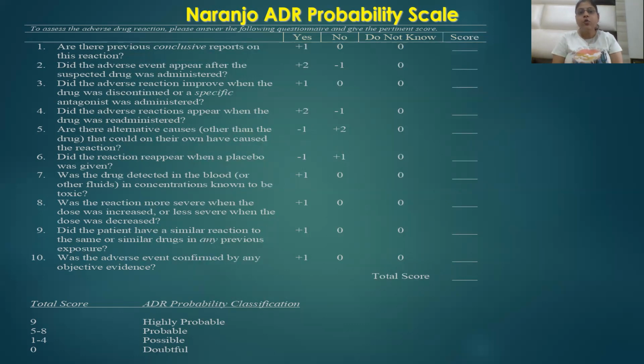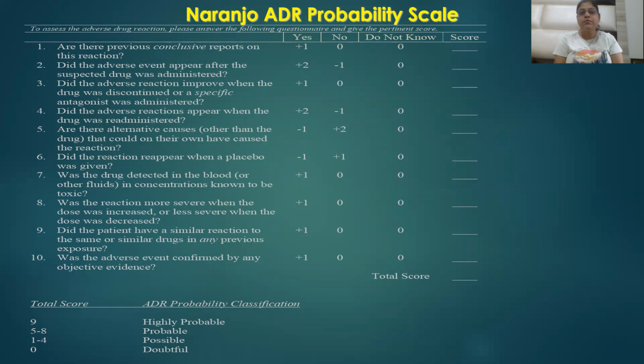Are there alternative causes other than the drug that could on their own have caused the reaction? It means whether other drugs are responsible for the adverse reaction or not. If yes, then it is negative, and if no, it is +2. Did the reaction reappear when a placebo was given? If it reappeared, then it is -1. If it does not reappear, then it is +1. Was the drug detected in the blood in a concentration known to be toxic? If it was toxic, it is +1. If not, then it is 0.